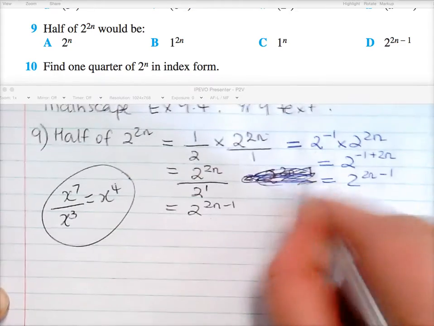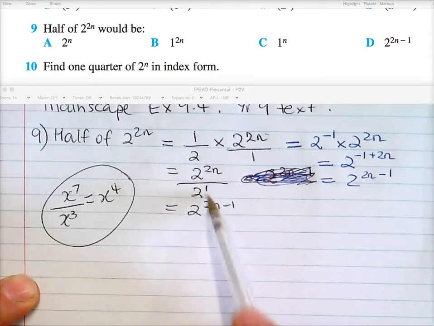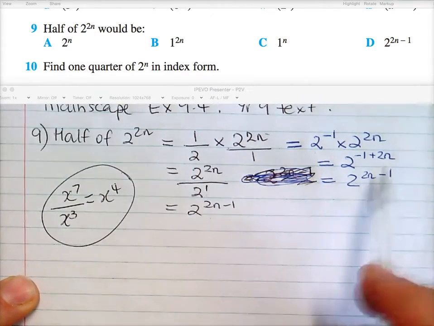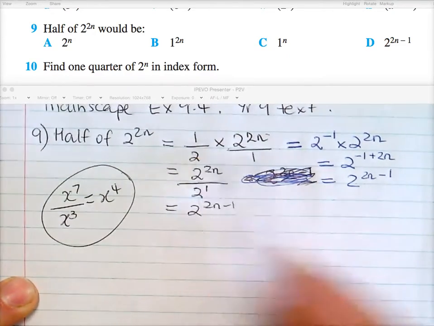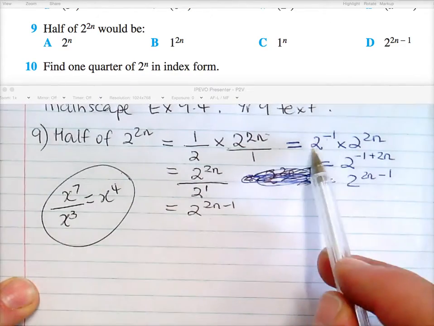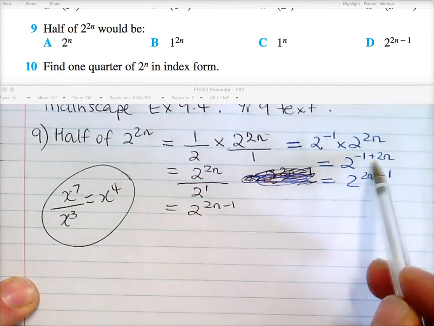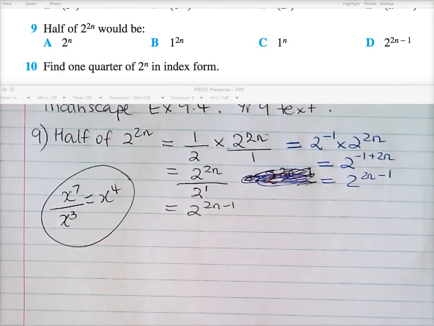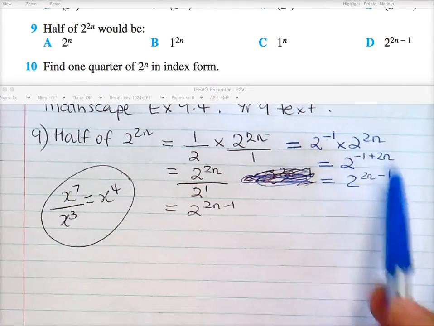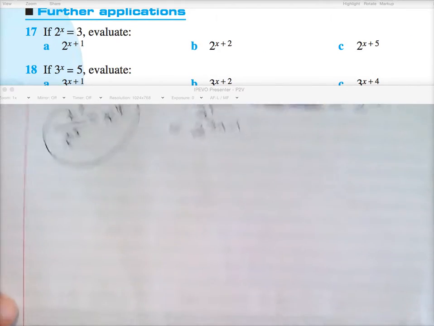This is question 9, and I've done it with two methods, where you're multiplying first and then simplifying by using the division rule. And here, I'm just writing a half as 2 to the negative 1, so I'm doing two methods. And bases are the same, add the indices. Negative 1 plus 2n, you always put your pronumerals before your numbers. So that's the same as 2n minus 1. Okay, next.